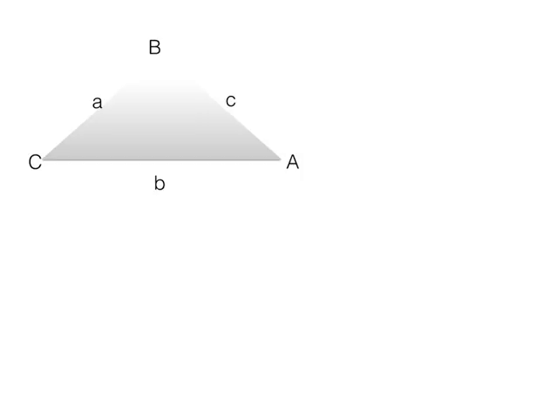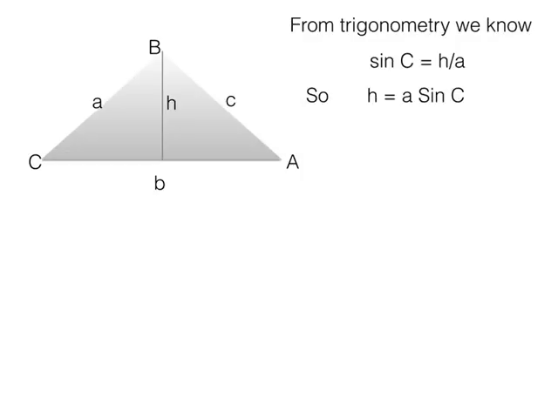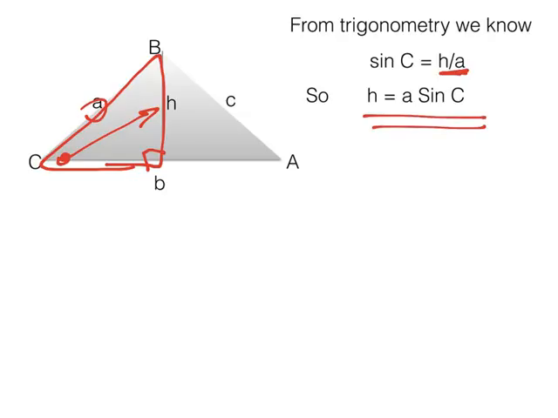Now, area of a triangle. From trigonometry, we know that the sine of the angle C is the opposite over the hypotenuse. Just look at this right angled triangle here. The sine of C is h over a. So the length of h, the height, by rearranging the equation, is h equals a times the sine of C. Let's lock that away and put it in memory, and we'll come back to that later. The height of the triangle is a sine C.